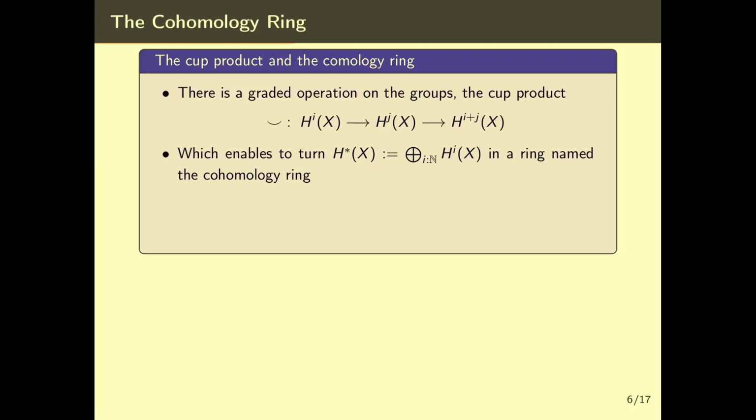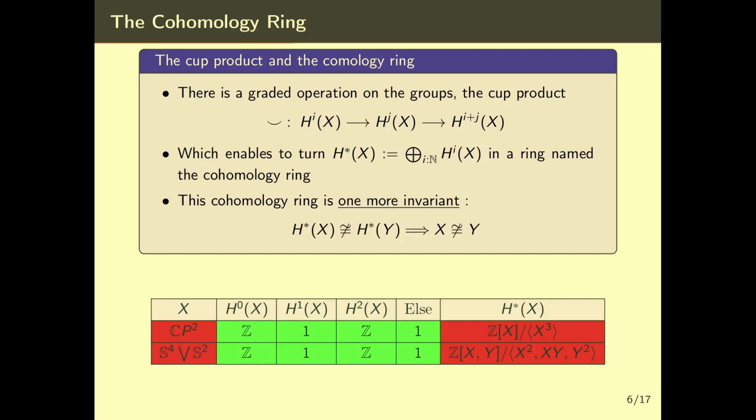And something that's really nice about this cohomology ring is that it gives you one more invariant. If two cohomology rings are not isomorphic as rings, then the topological spaces won't be isomorphic. And so, for instance, it does enable us to tell more spaces apart, because CP2 and S4 wedge S2, even though they have the same cohomology groups, have different cohomology rings.